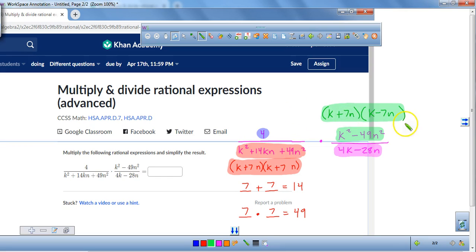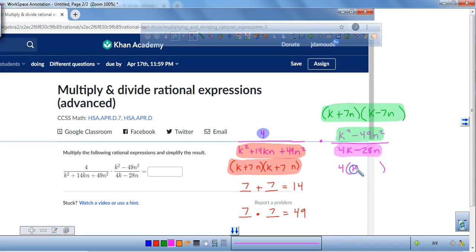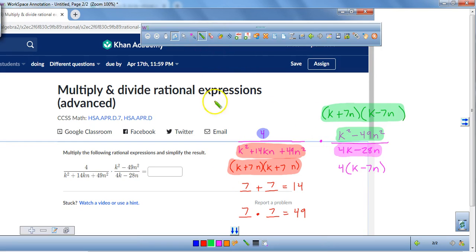All right, so k plus 7n, k minus 7n. Boom, we're done there. Now, on this one, all we got to do is factor out a common factor of a 4 and a 28. Well, that factor is 4, we're going to factor that out. All right, we're done with that. 4 parentheses k minus 7n, just like that.